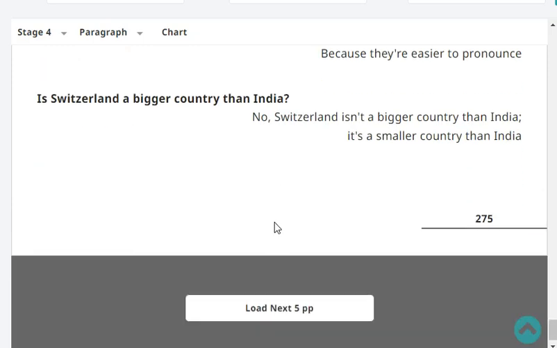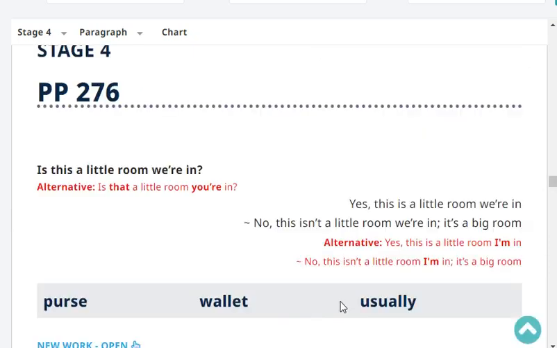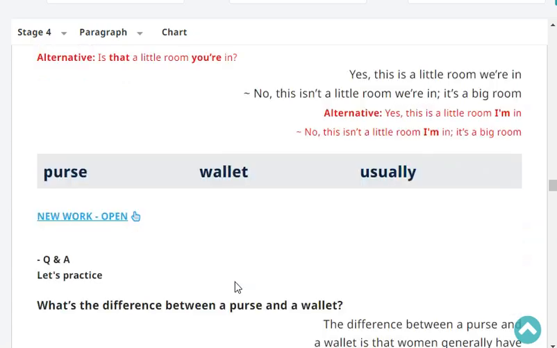Okay. Is Switzerland a bigger country than India? No, Switzerland isn't a bigger country than India. It's a smaller country than India. Very good. Okay. Next. Is that a little room you're in? Yes or no? No, this isn't a little room I'm in. It's a big room. Very good.